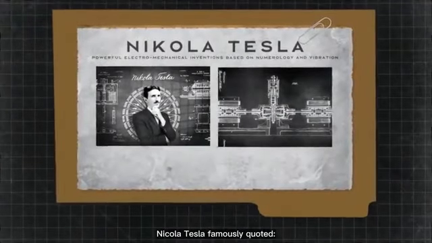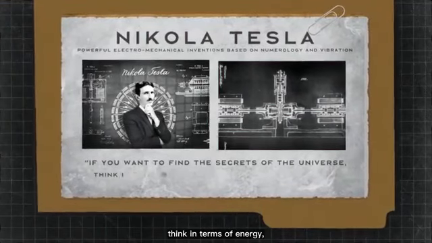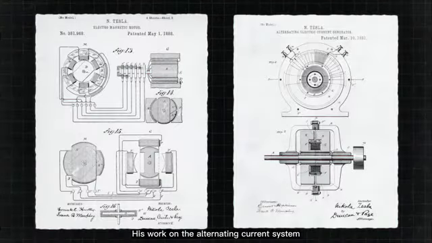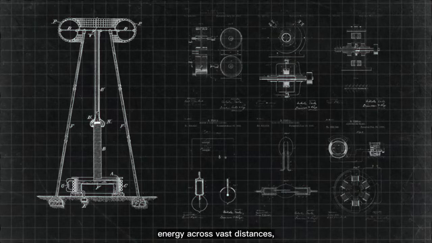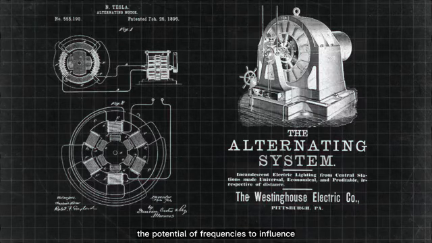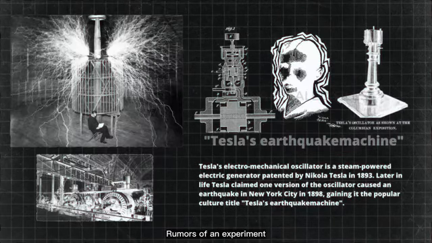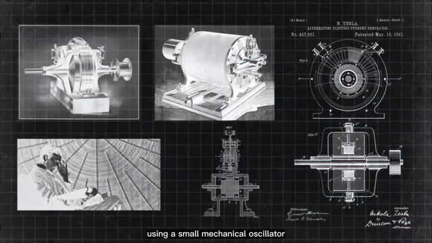Nikola Tesla famously quoted, "If you want to find the secrets of the universe, think in terms of energy, frequency, and vibration." His work on the alternating current system was a dance with frequencies, manipulating them to transmit energy across vast distances, changing the world forever. He speculated on the potential of frequencies to influence the physical world, with rumors of an experiment that nearly shook a building to its foundations using a small mechanical oscillator at a resonant frequency.